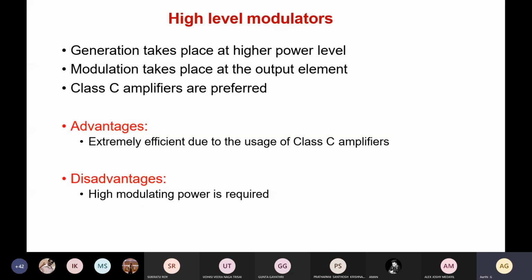Class C amplifiers are generally preferred. Class C amplifiers, we know that generally it offers more efficiency, and it is used for tuned operation. Class C amplifiers are preferred for high level modulators. Advantages here, it is extremely efficient due to the use of Class C amplifiers, because it provides good efficiency. Disadvantages, high modulating power will be generally required.